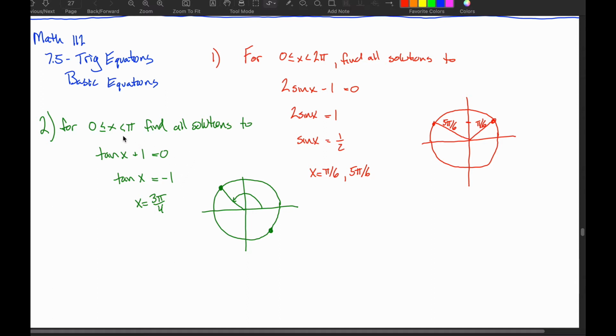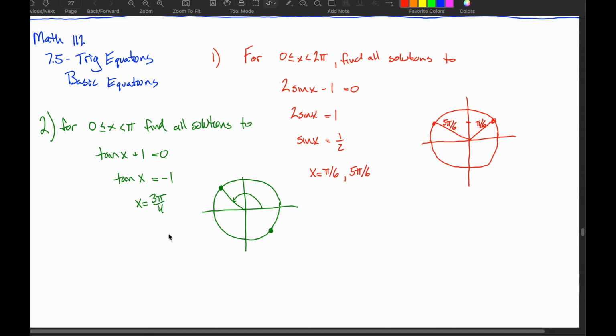Okay, all I'm saying is make sure you look at the range that I give you and only pick the angles that are in that range. Typically, that range will be from 0 to 2 pi. However, if you have an equation that only involves tangents, sometimes that range will be between 0 and pi. And when that's the case, just tell me 3 pi over 4.